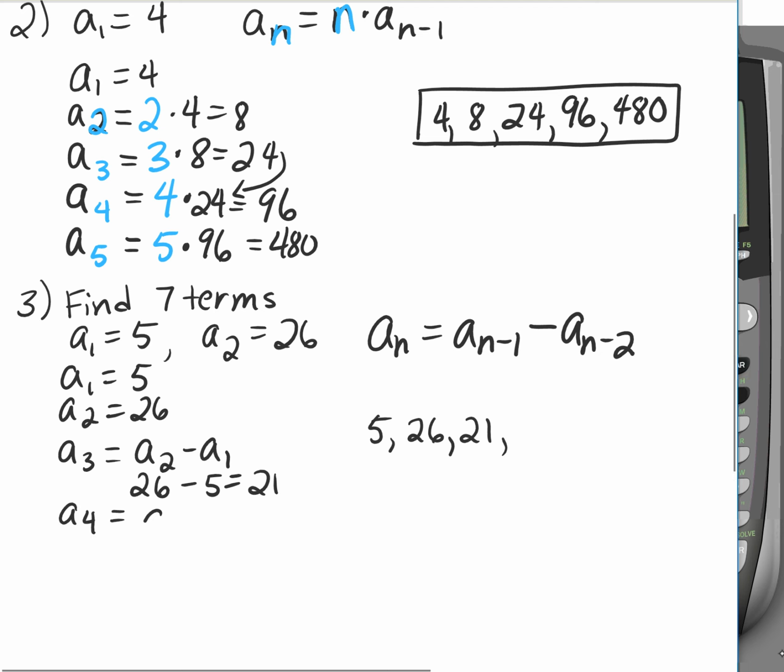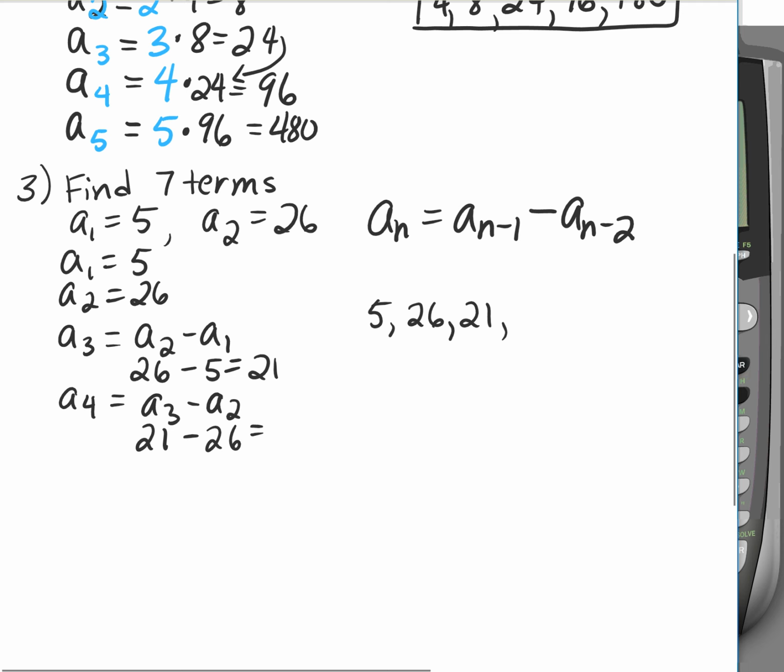a4 is going to be a3 minus a2. So a3 is 21, a2 is 26. Now when you get better at this, you don't have to write out the subscripts like the a3 and the a2 part here, but I think it helps to see it initially. Okay, so that gives me negative 5. For a5, I'm going to do a4 minus a3. So the previous term and then 2 before it. So that will be negative 5 minus 21, get negative 26.